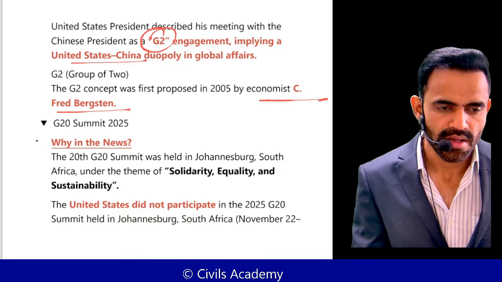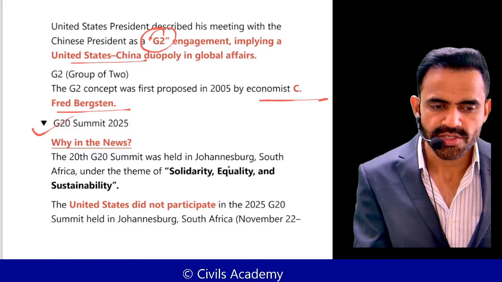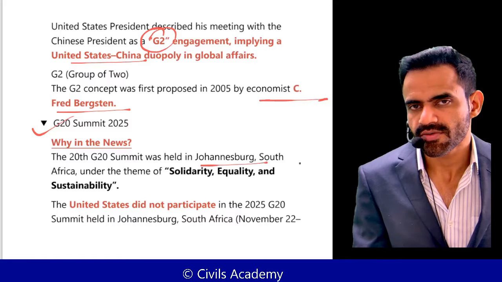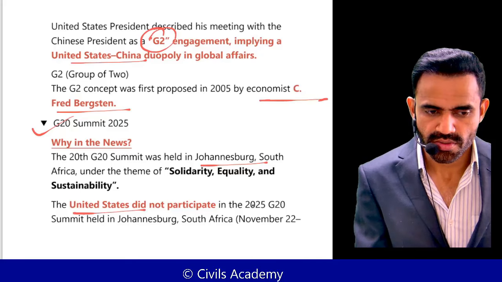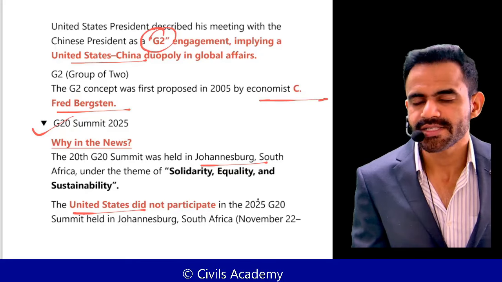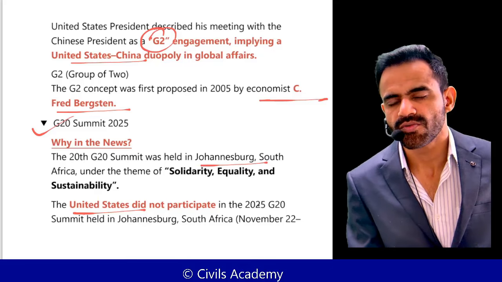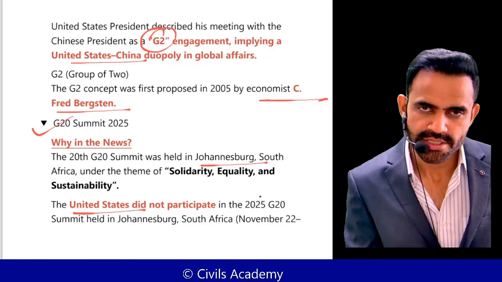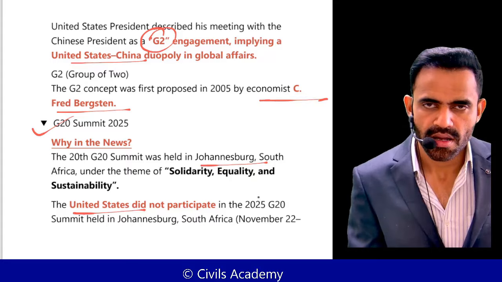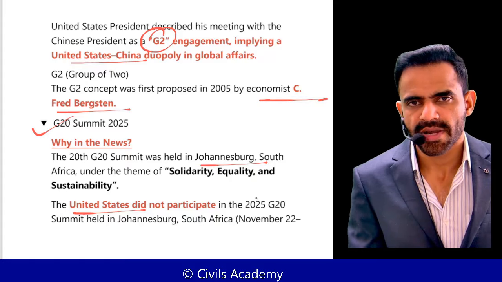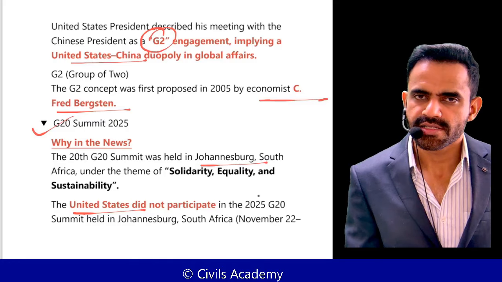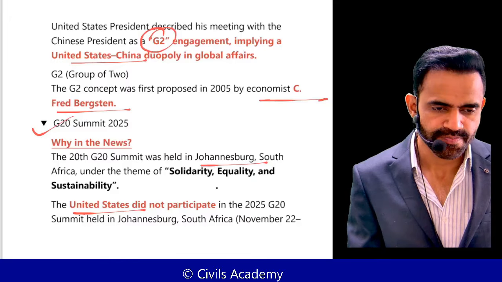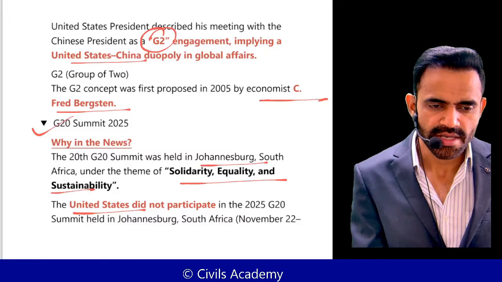Next is related to the G20. The G20 summit was organized in Johannesburg in South Africa. The US did not participate in it. So understand this thing: the examiner can set a trap that the US announced this and this initiative during the G20 summit. No, the US did not participate. There are various complaints. Basically, the US said that South Africa is against human rights, this and that. So you need to understand the background. What was the theme? Solidarity, equality, and sustainability.